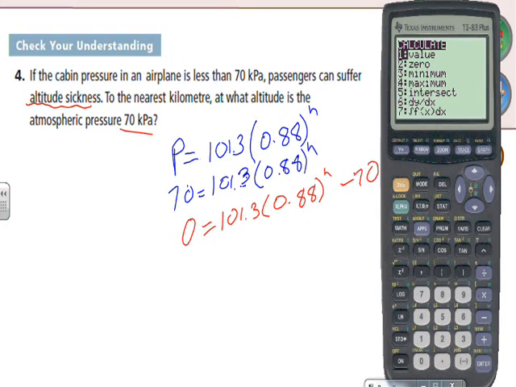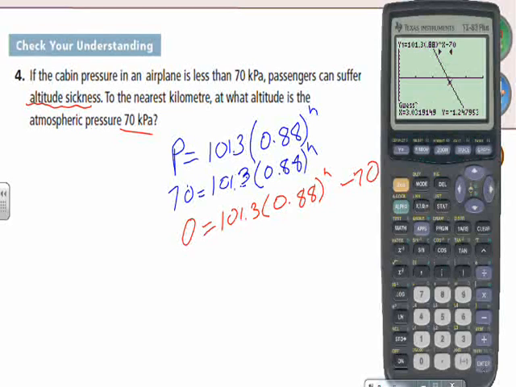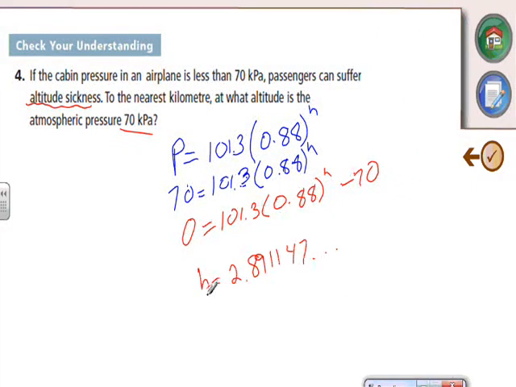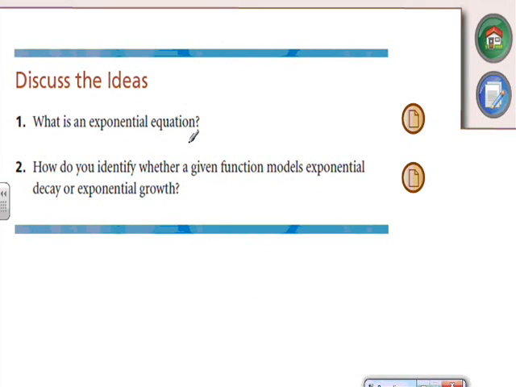And let's use our 0 feature again. And left side, that looks good. Let's go to right side. And good. And what we got? We got 2.89. So the height is 2.89. And so that means to the nearest kilometer, we've got 3 clicks high. As always, answer your 2 questions here. What is an exponential equation, and can you tell the difference between decay and growth? And that's her.